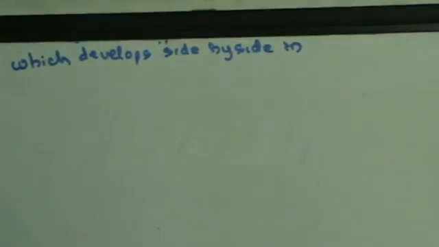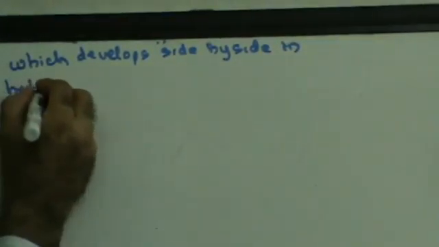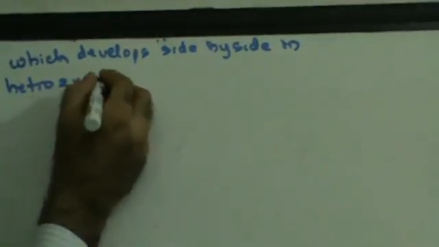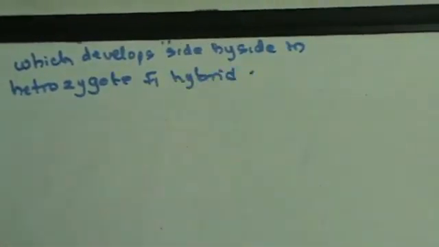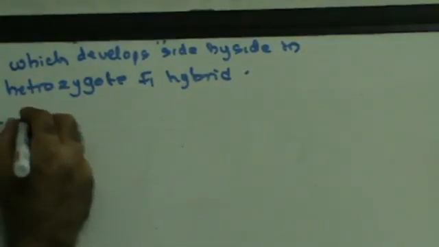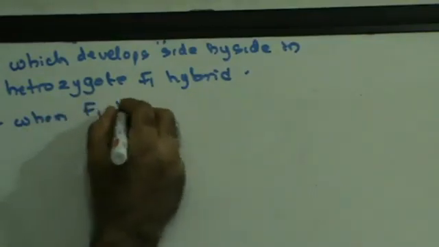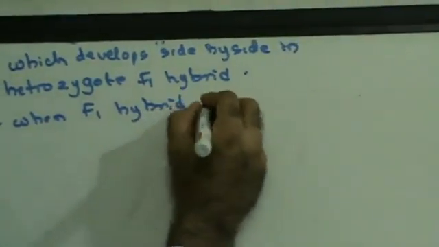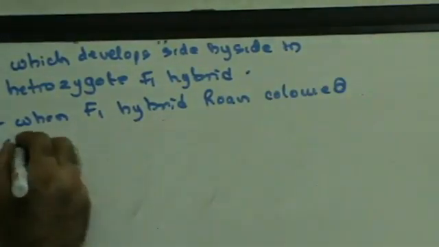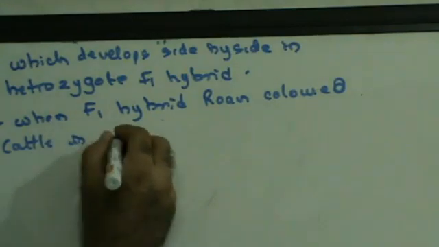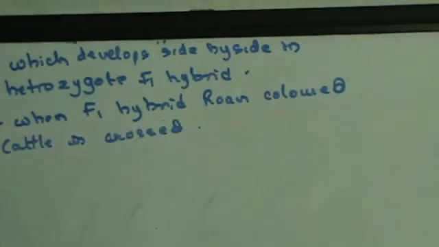In the F1 generation, the heterozygote F1 hybrid, you would have that roan color, right? Now when the F1 hybrid roan colored cattle is crossed, what will you get in the F2 generation?